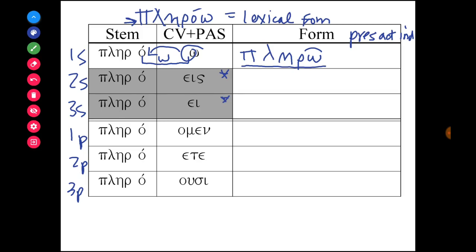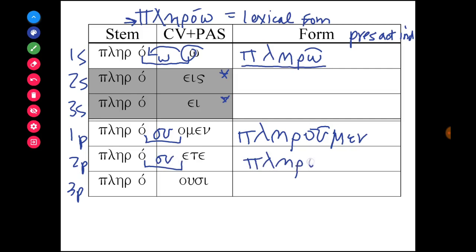But let's finish out the paradigms. To say we are fulfilling, omicron plus omicron is u. That's the vowel contraction. So it's plereumen. Omicron plus epsilon is u. So this is plerute. And that's you all are fulfilling. And then omicron plus omicron is u again. And they are fulfilling, they are completing is pleru, si, or sin.